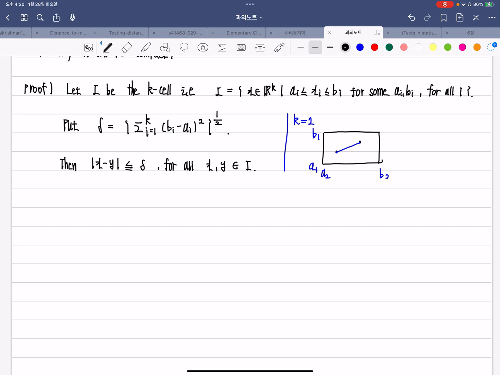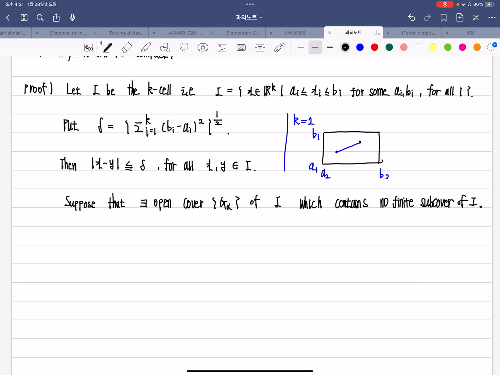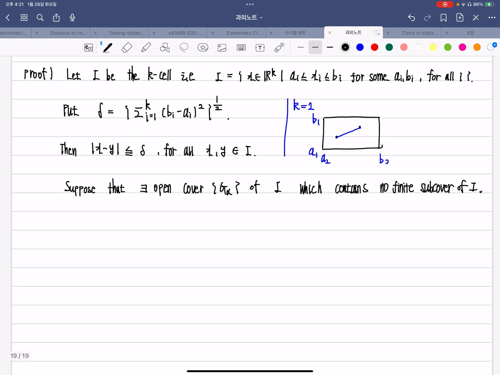Okay, let me see. Suppose that there exists an open cover G alpha of I which contains no finite subcover of I. Under this assumption, if we find a contradiction, then we are done.